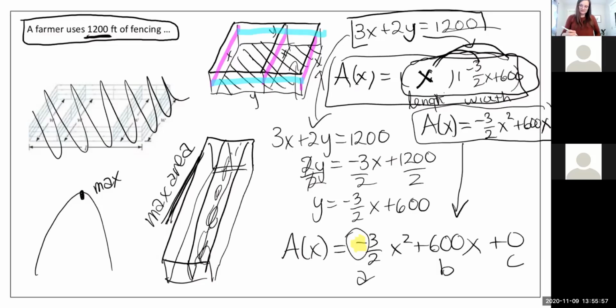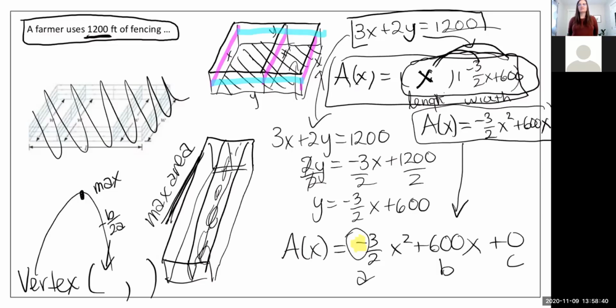So what's that vertex? Maybe just take a moment and see if you can figure out, based on the vertex formula, you know that the x value is going to be negative b over 2a. Can you find what that vertex x value is going to be? And then if you've done that, figure out what the y value would be.